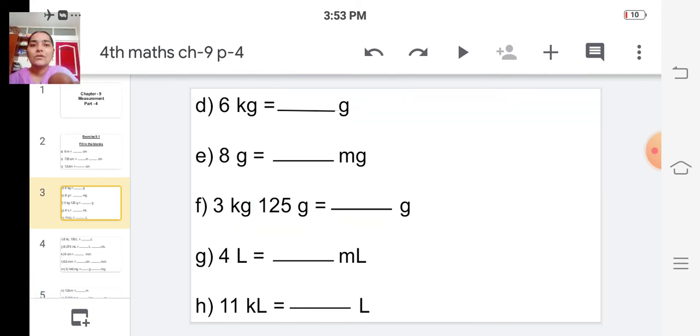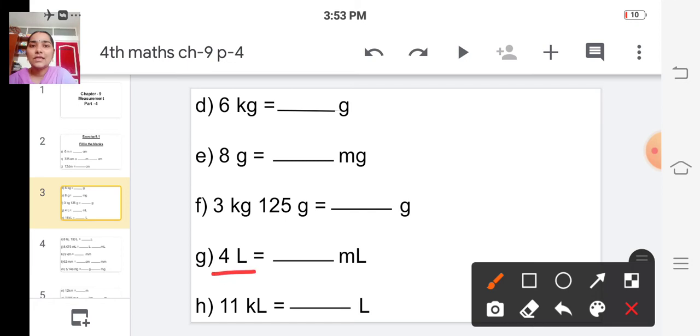Okay, so the next one, 4 liter is equal to dash milliliter. So in 1 liter, how much milliliter will be there?